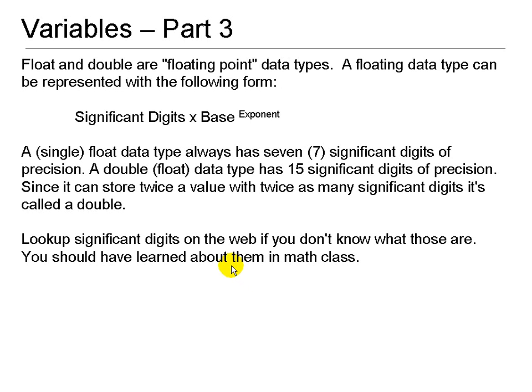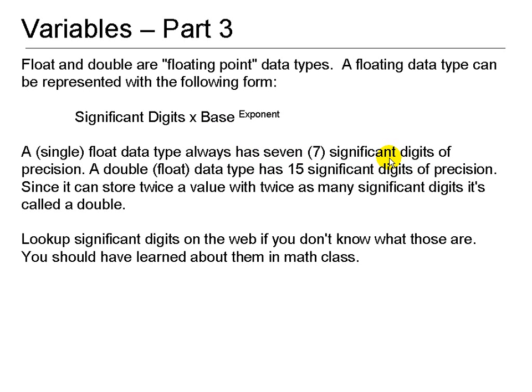Float and double are what are called floating point data types. A floating point data type can be represented with the following form. You have a certain number of significant digits times a base to an exponent. For example, 6.02 times 10 to the 23rd for Avogadro's number. Now, a single float data type always has 7 significant digits of precision. A double float data type has 15 digits of precision.